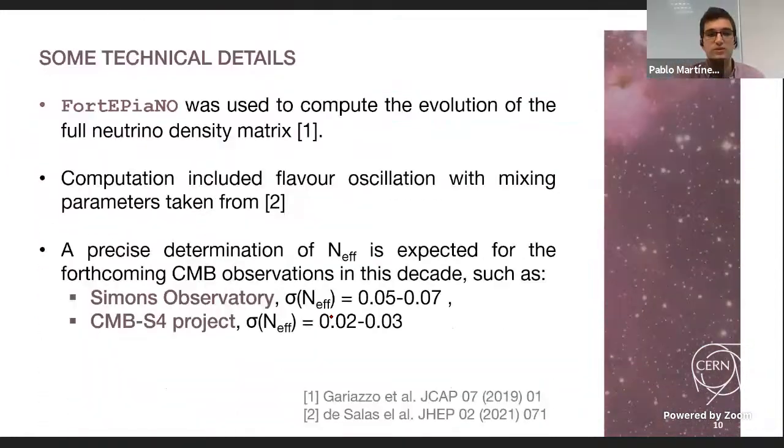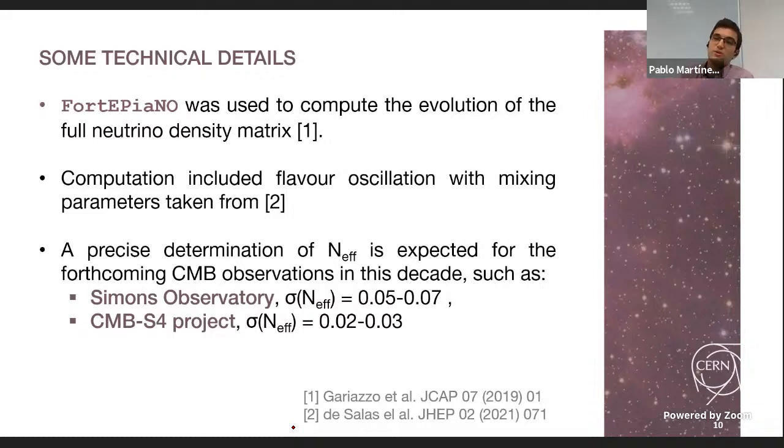At this point, I want to make just a few technical comments. So computing this is complicated. We have to solve Boltzmann equations in an expanding universe, also using a density matrix formulation in order to account for neutrino oscillations. So it's quite a heavy computation. I will skip all that part. We took the oscillation parameters from a recent global fit, so you can find the references down here.